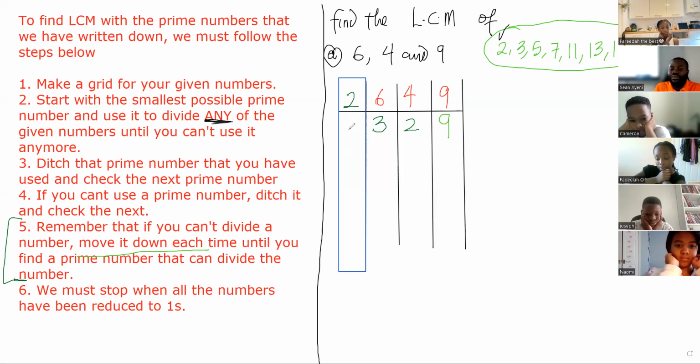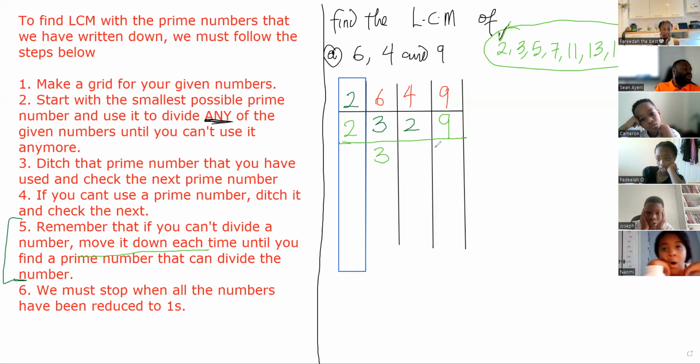So we go on to the next level. Let's check again. Can we divide any of those numbers in the next level by 2? The question is any. Which one can we divide by 2, Eden Grace? 2. So that means we can still use 2. So we write 2 there. 3 divided by 2, is that possible? No. What do we do to it? We move it down to the next level.